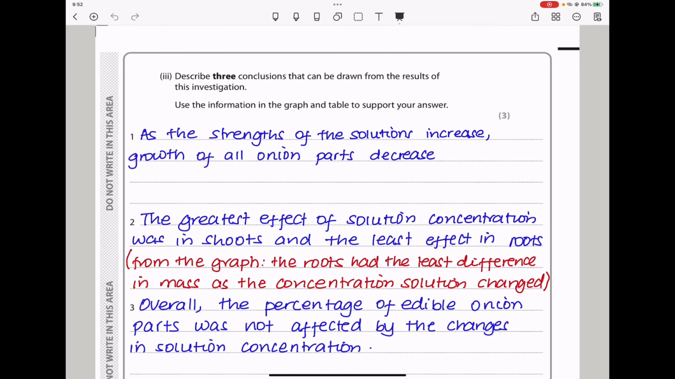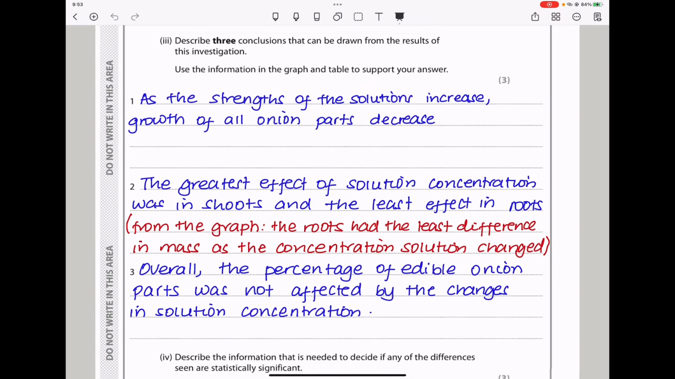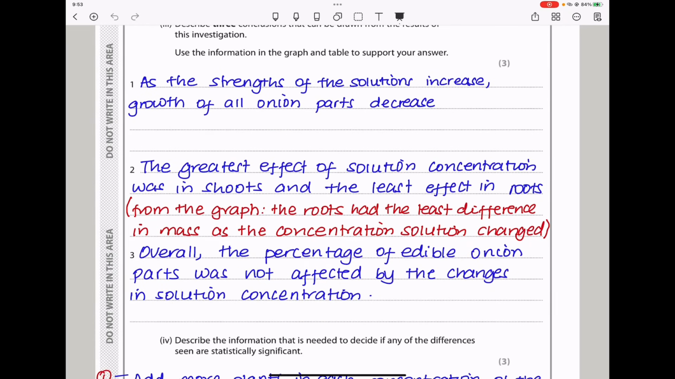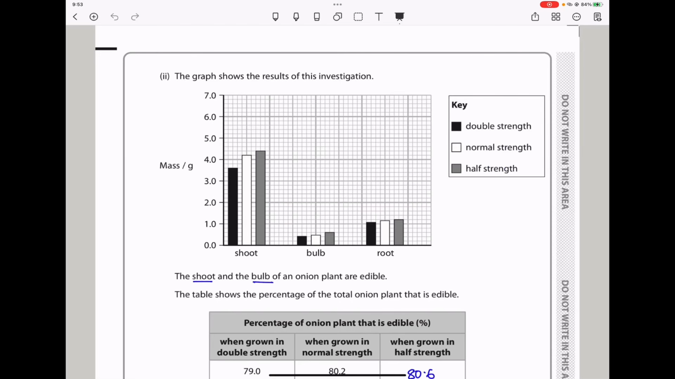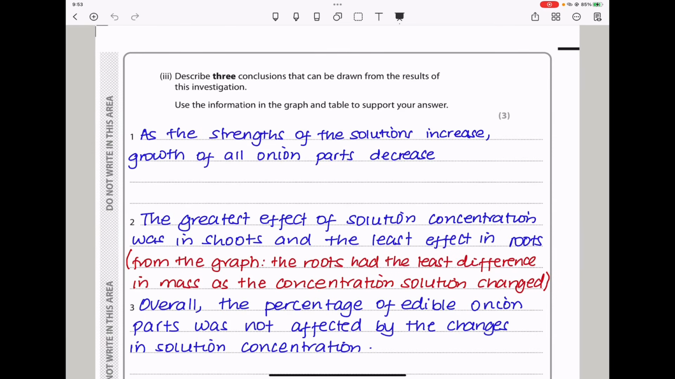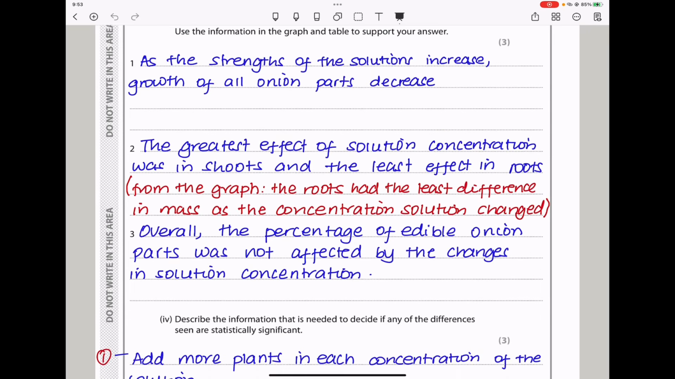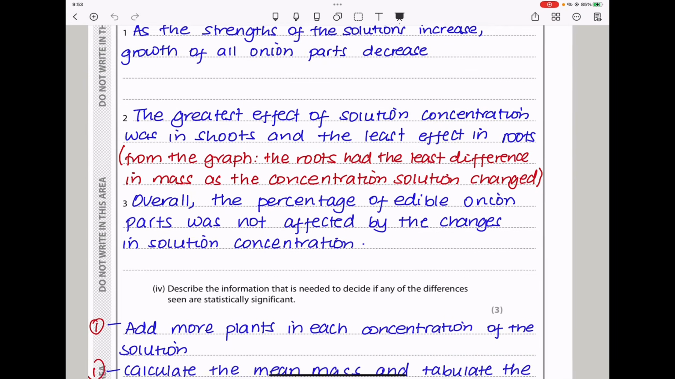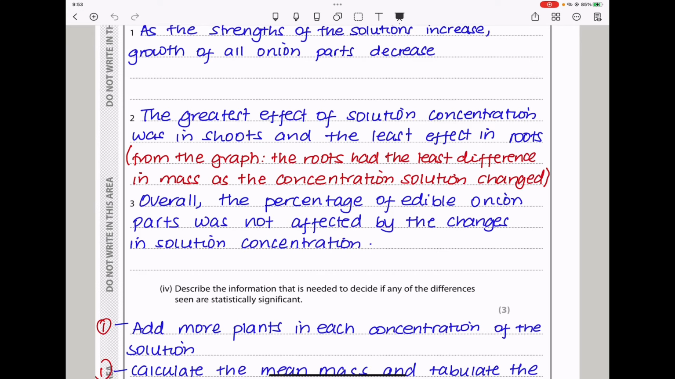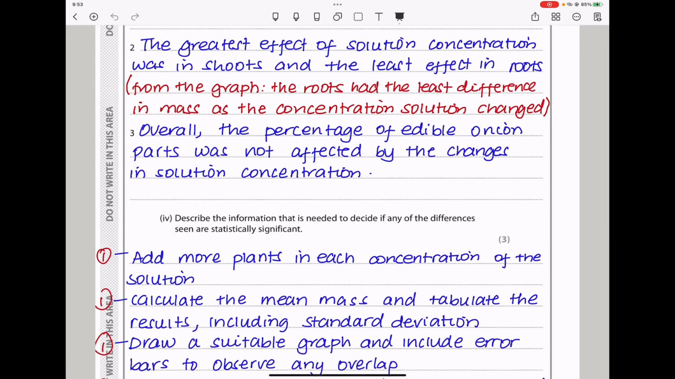So here I said, as the strength of the solutions increase, growth of all onion parts decreases. And then the greatest effect of solution concentration was in shoots. Of course, we can see here, that is where we see the values are really high. So it was in shoots and the least was in roots. That is from the graph. Overall, the percentage of edible onion parts was not affected by the changes in solution concentration. This is from the table. We can see that the percentages did not change much.